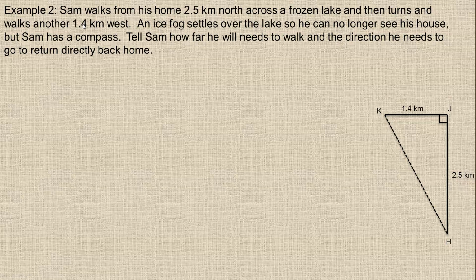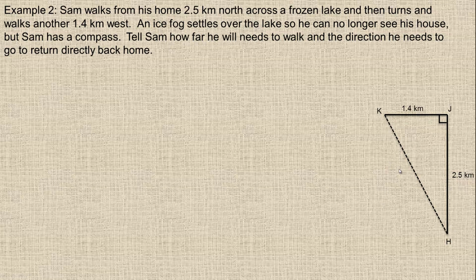And he walks another 1.4 kilometers west. So this is why I would draw a side over here, 1.4 kilometers west. West is normally indicated by to the left. And so he's right here at K, and this ice fog settles over the lake, so we can no longer see his house. But he has a compass. So we're asked to tell him two things: how far he needs to walk to go directly home, and the direction he needs to take to go directly home.